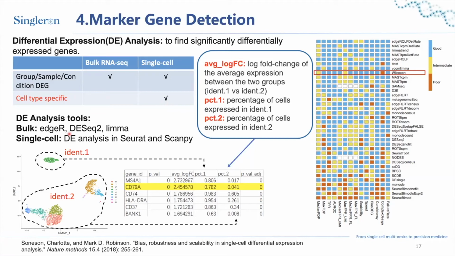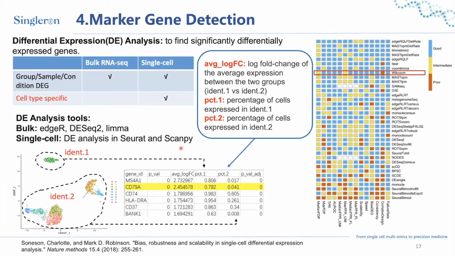There are a lot of analysis tools available, and some of these are designed for bulk RNA-seq, like edgeR, DESeq2, limma, and so on. These can also be used in single cell RNA sequencing. However, these types of software have very limited computational speed, so maybe try to use a DE analysis that is built in Seurat or Scanpy.